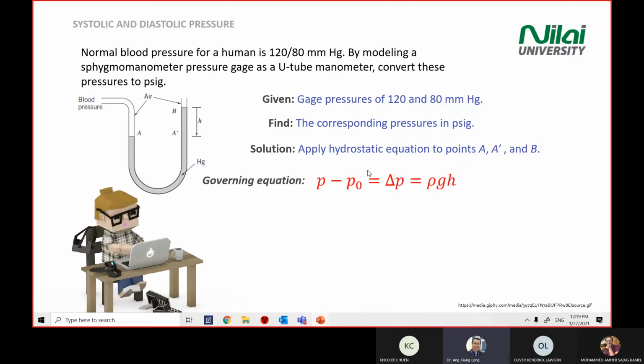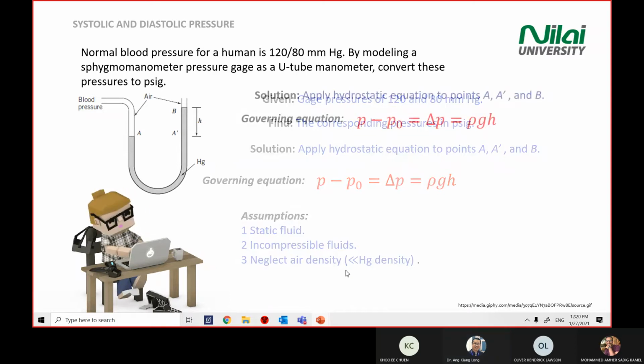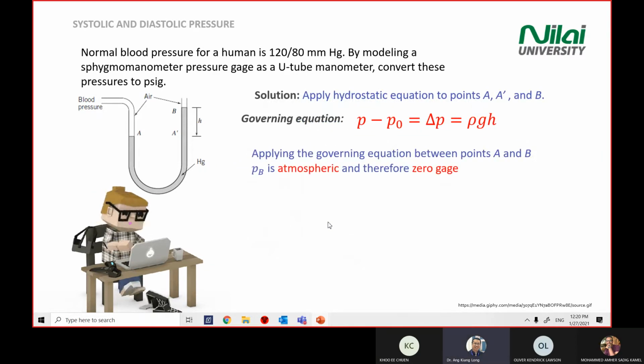In the exam, if you write the correct equation for that particular question, you will get 1 mark there. As long as you write the correct equation, you will get some points as evidence of your understanding. Now we assume that we have a static, incompressible fluid, and we ignore the air density effect. Okay, we continue to solve.